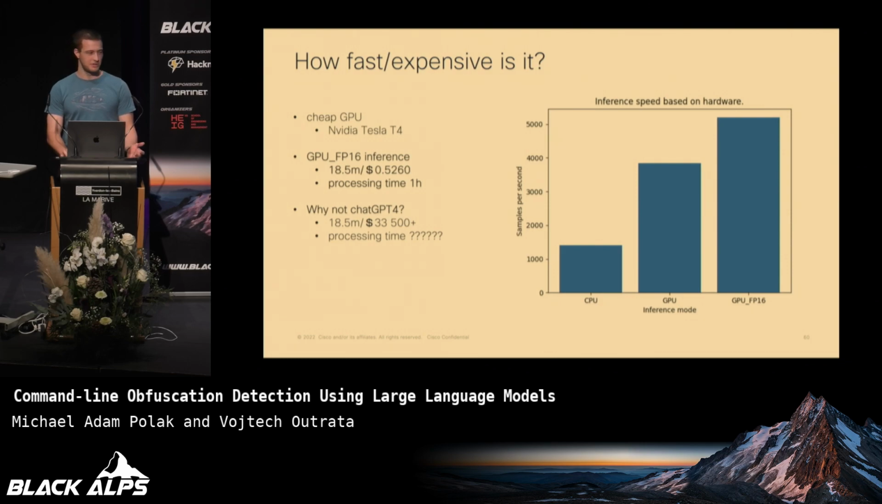A lot of people will probably immediately ask, okay, but why not use ChatGPT 4 for obfuscation? Because with some prompt engineering, you probably could force it to give you some good results. Well, we've counted the number of tokens and approximated how much that would cost for this 1 hour of data, and it would equate to at least $33,000. And the processing time is, well, give it a shot.